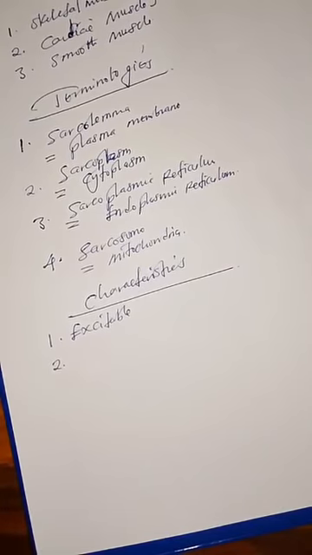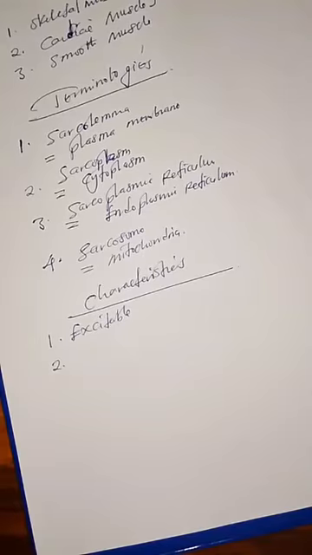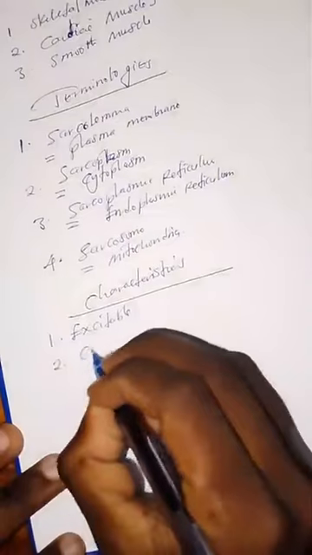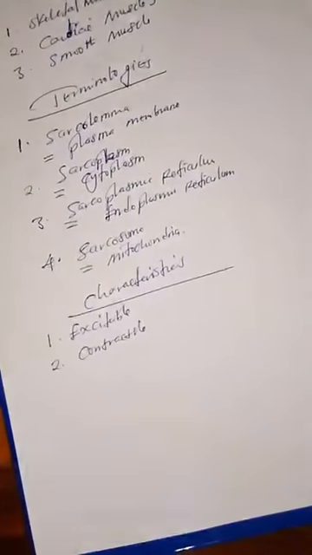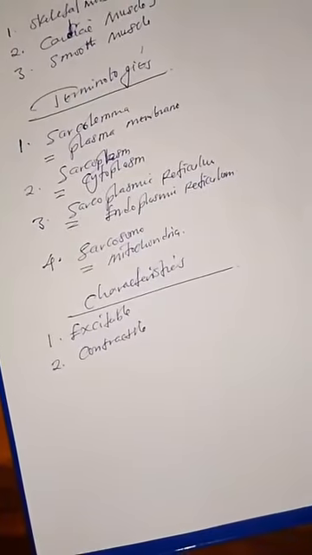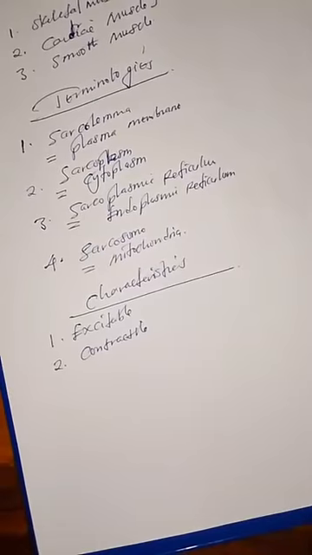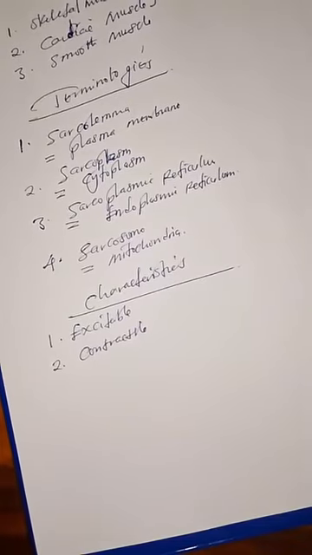Another characteristic of muscle tissue is that it's able to contract. It's contractile. The muscle tissue is able to contract.